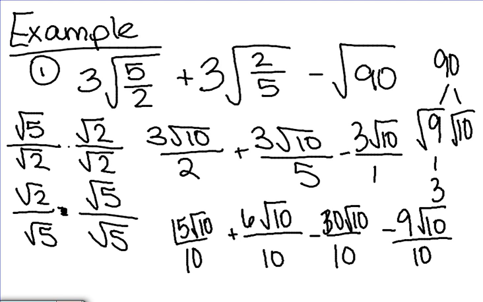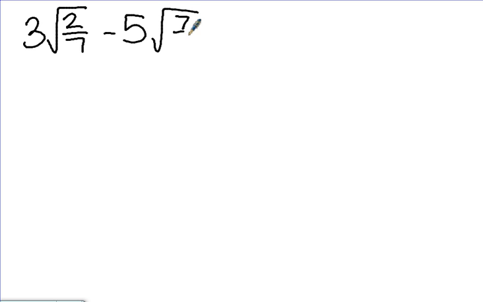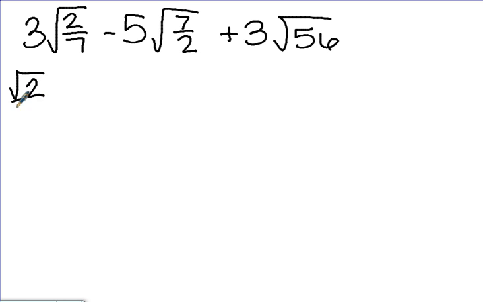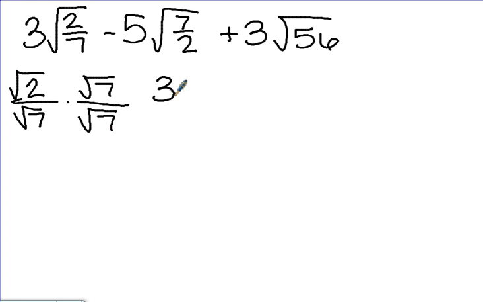Let's go ahead and try to work our way through a second example. 3 square roots of 2/7 minus 5 square roots of 7 halves plus 3 root 56. The first thing that we want to do is go ahead and get rid of those fractional radicals. So we're going to start with the square root of 2 over the square root of 7. We multiply both the top and the bottom by the square root of 7. And we're left with 3 root 14 over 7.